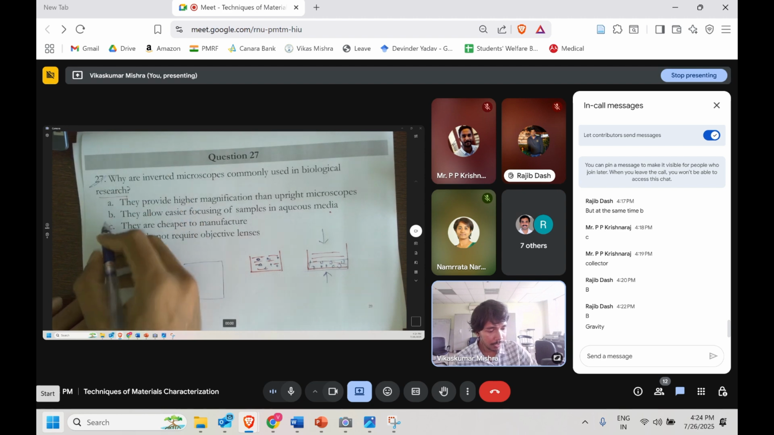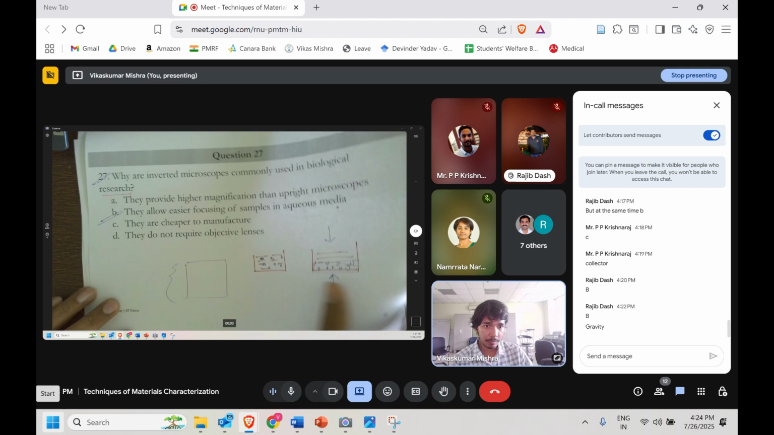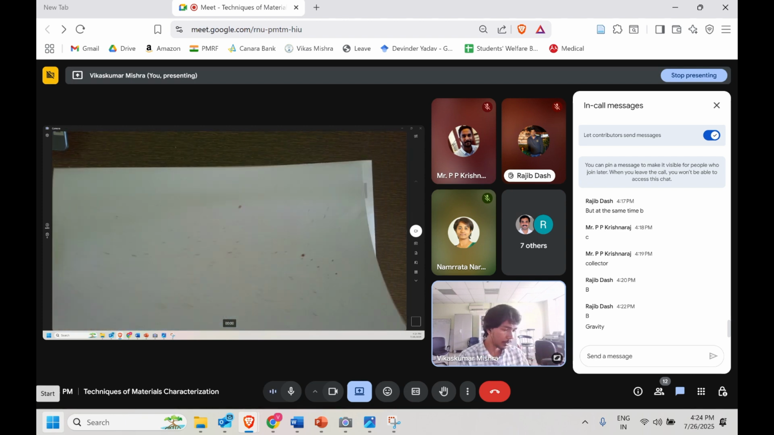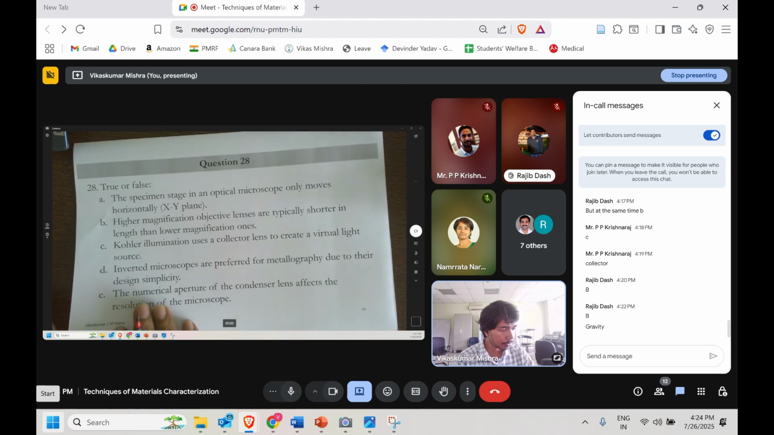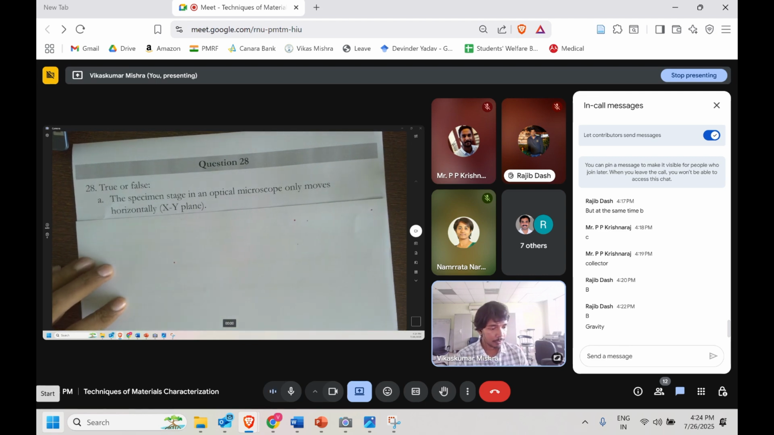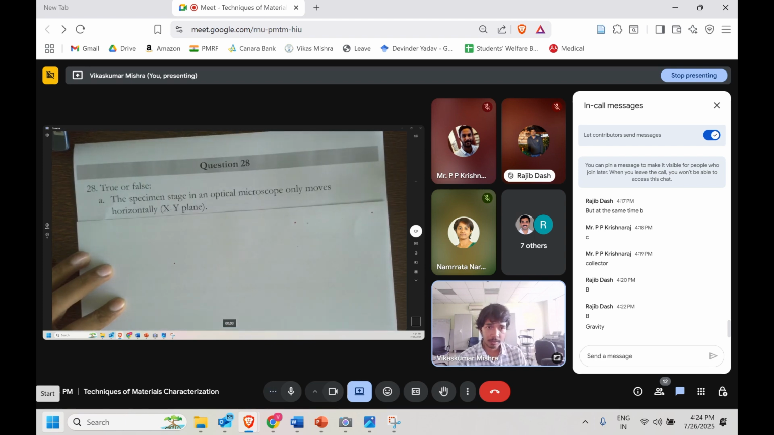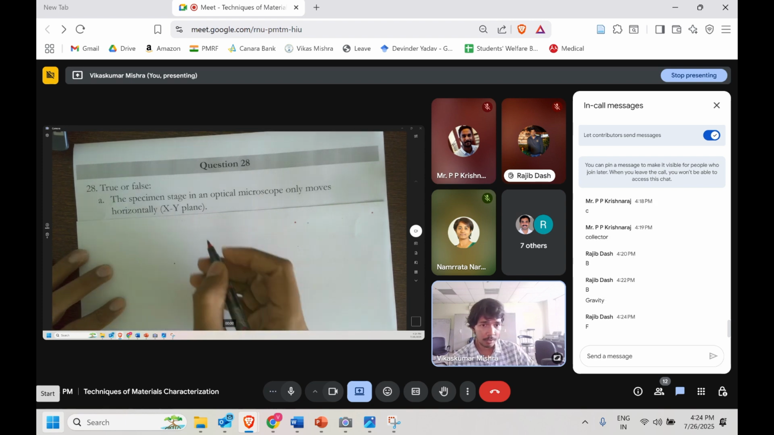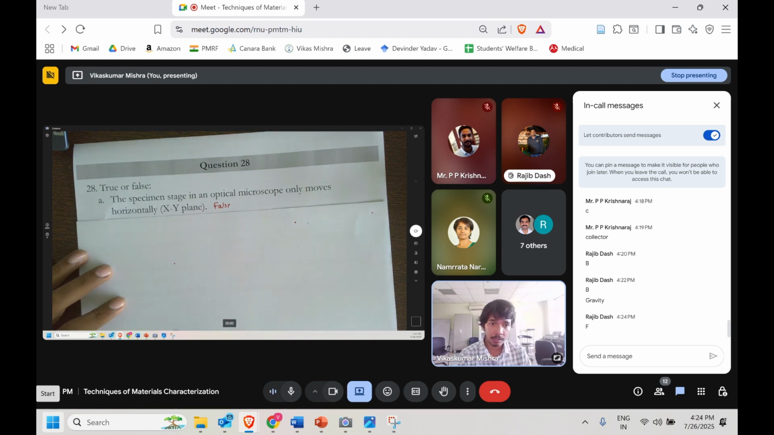Okay, so with that, we have solved question number 27. If there is any doubt, please let me know. If not, let's move to question number 28. This is the last question. True or false? The first one: the specimen stage in an optical microscope only moves horizontally. It's a very childish type of question, I would say. It's false. It has to move in the vertical direction so that we can focus it.